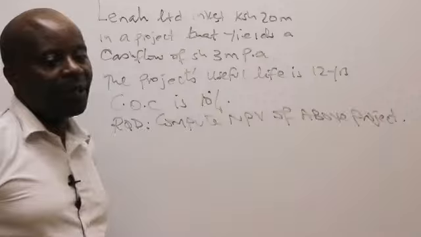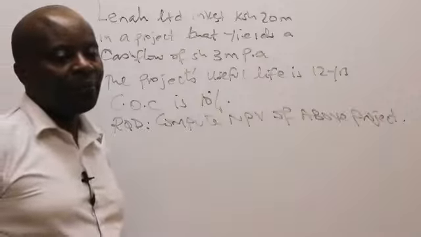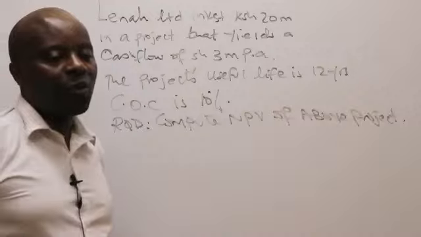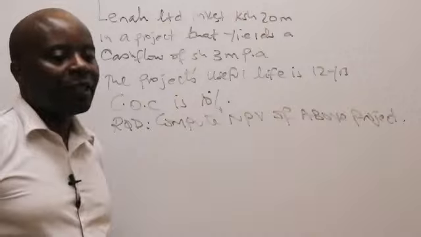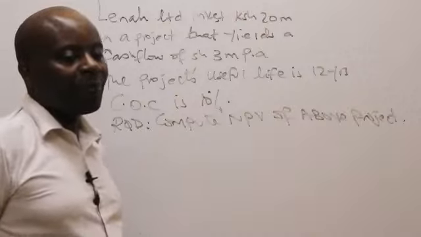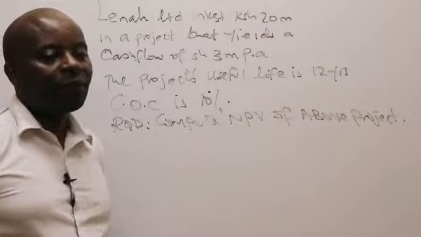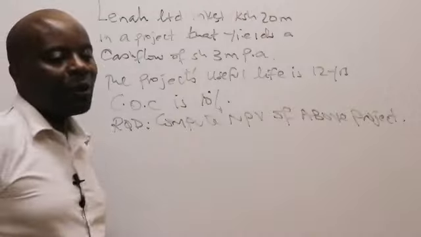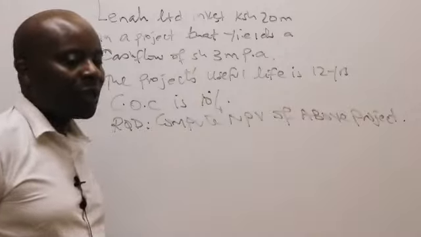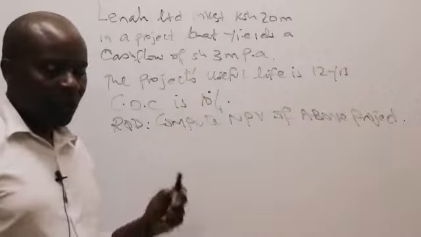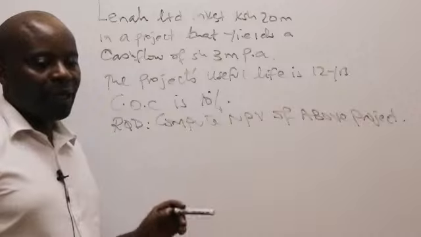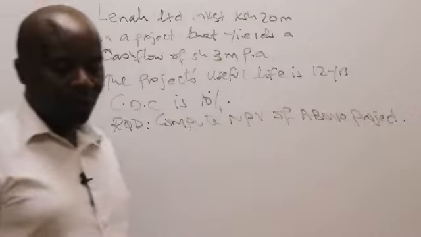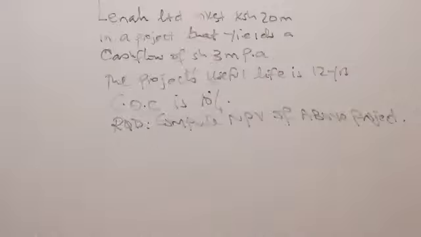So we have Lena Limited, quite a serious company, belonging to one of us in this room, which has seen an opportunity and invested Kenya shillings 20 million in a particular project that yields a cash flow of shillings 3 million per annum. The project's useful life is 12 years. COC is cost of capital. The cost of capital is 10%. So we are required to compute NPV of the above project. I would want to see whether there is anybody who will be able to give me that net present value.